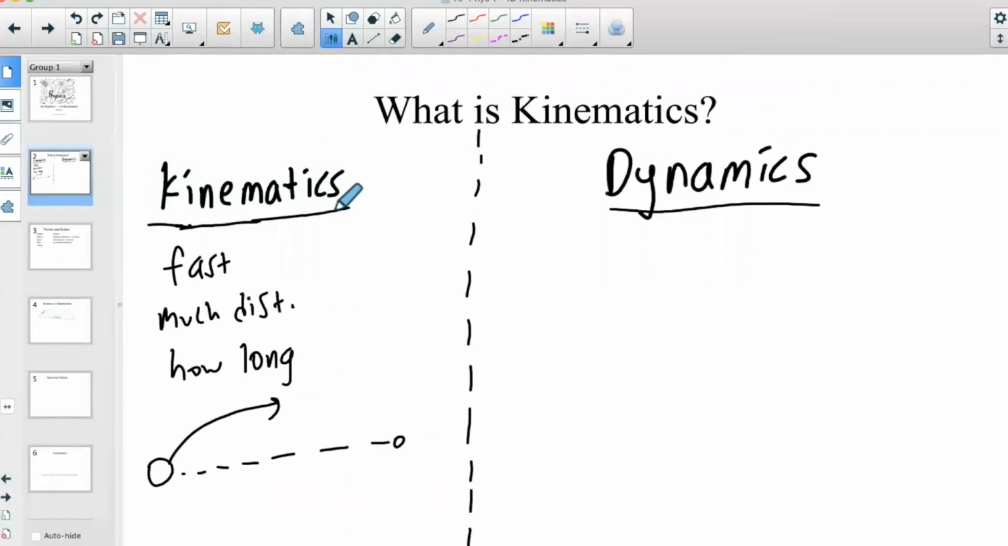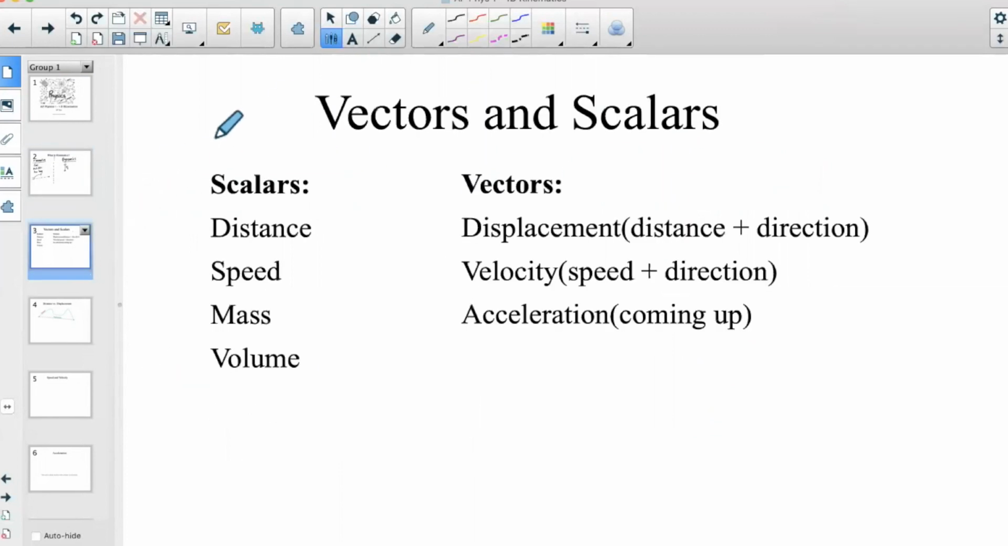That's something kinematics answers. Dynamics, on the other hand, is what causes motion. Like if I drop this ball straight down, what's pulling it down? Spoiler alert, this is the force of gravity. That's what dynamics will answer. And don't worry if you don't understand much of this, because this unit is about kinematics, and this is what we'll be learning today.